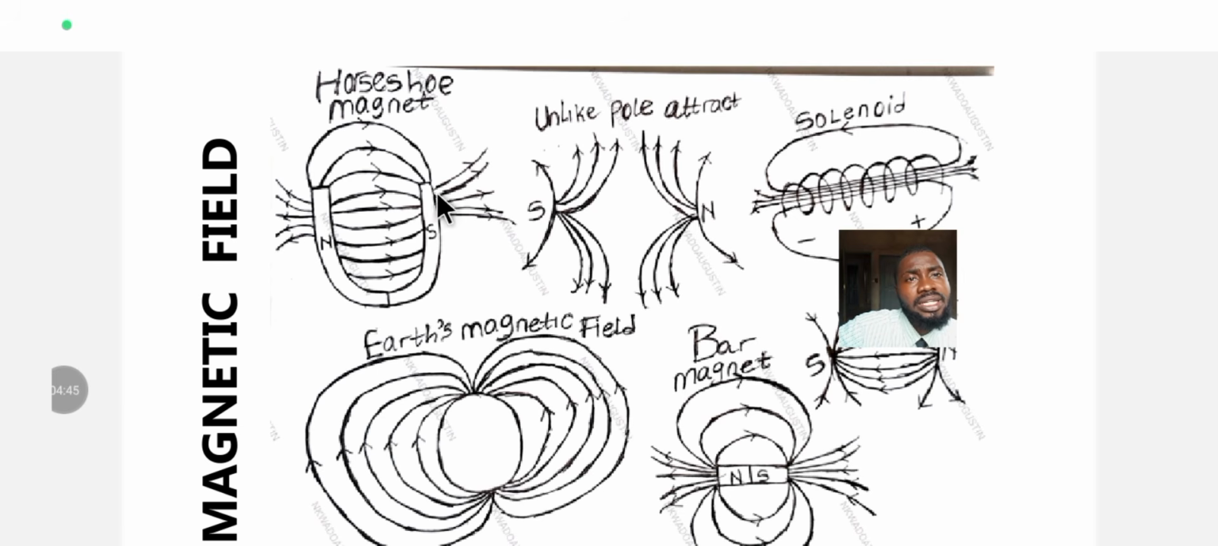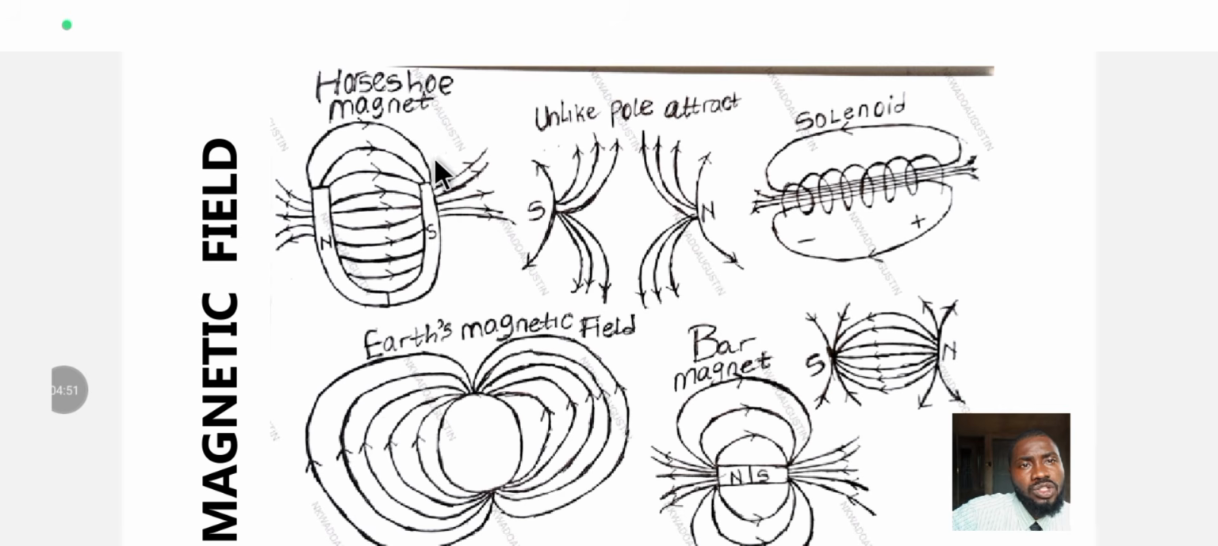All right. This is magnetic field. Let's look at each. The first we have here is the horseshoe magnet. You can see the shape of the horseshoe magnet. It has the north pole and the south pole.